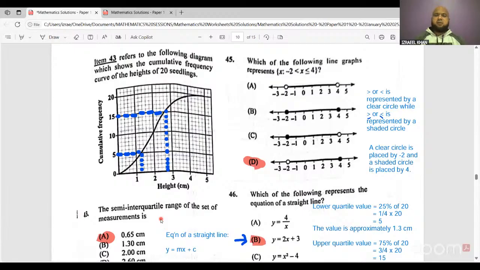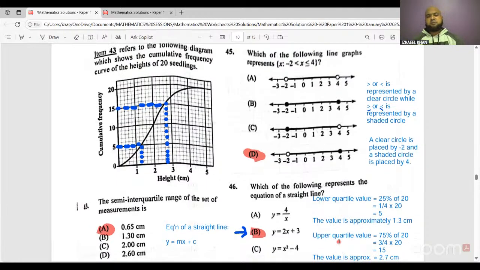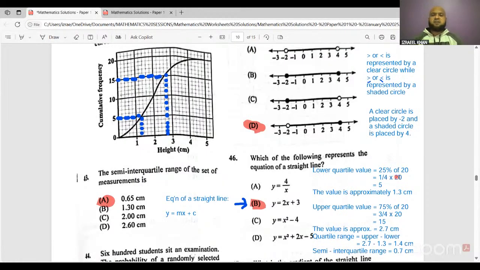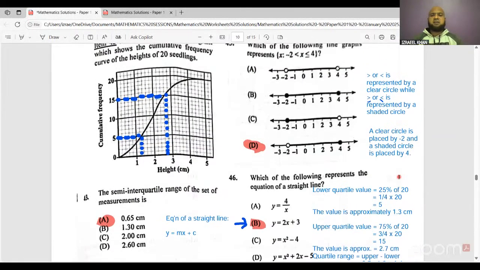All right. So semi-interquartile range. I need to get my lower quartile, my upper quartile, subtract them, and divide by 2. How do I do that? A quartile is 25% of my total frequency, which is 20 in this case. 25% of 20 is 5. So I look for 5, go across and come down. Because it's a diagram, my answer will not be very accurate. Each block down here is 0.2, so this will be between 1.2 and 1.4. So I get 1.3, I guess, cm.